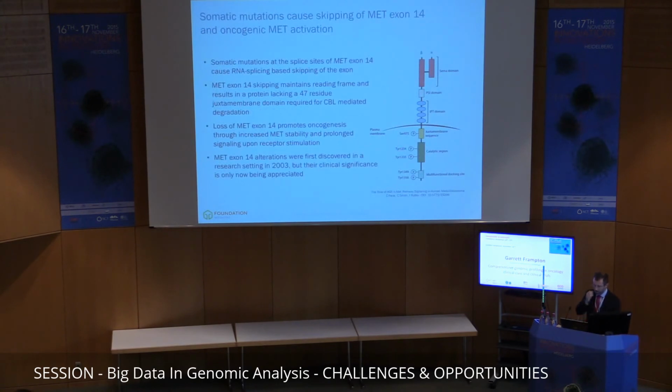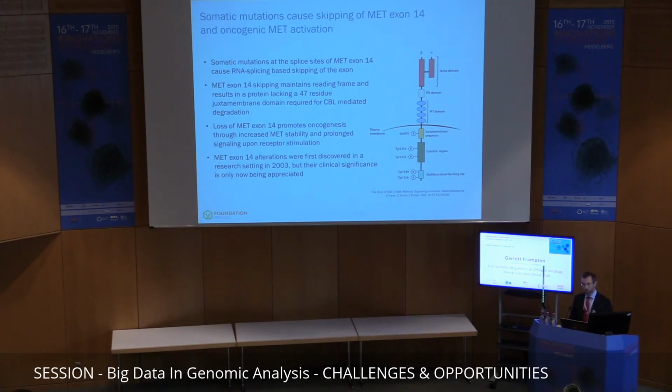Somatic mutations affecting the splice sites of exon 14 were first characterized in 2003 in lung cancer specimens. This is really a unique mechanism. Splice alterations typically cause loss of function, but here you have a gain of function caused by a splice site mutation. What happens is, if you have a mutation in the splice site of exon 14, you skip that exon in RNA splicing. You get an in-frame deletion of a 47 amino acid portion of the protein, and that portion is required for degradation of MET.